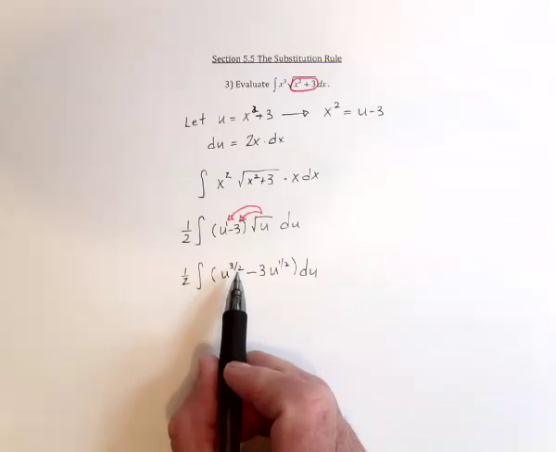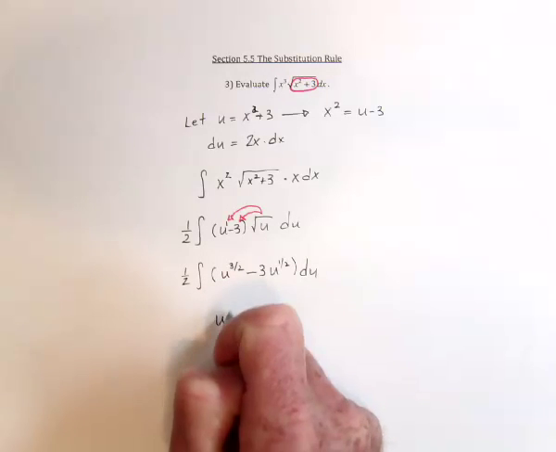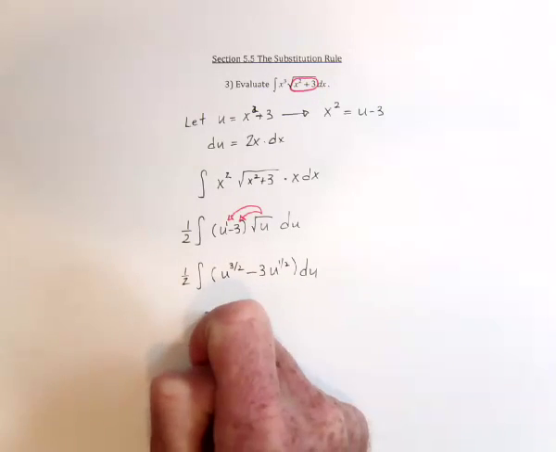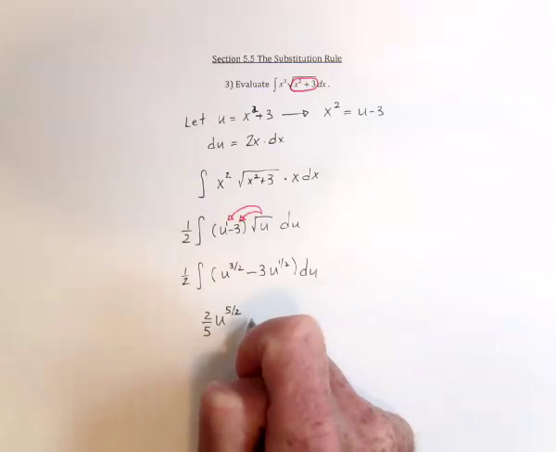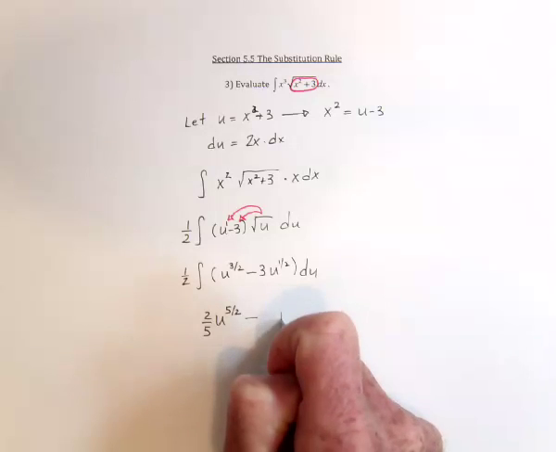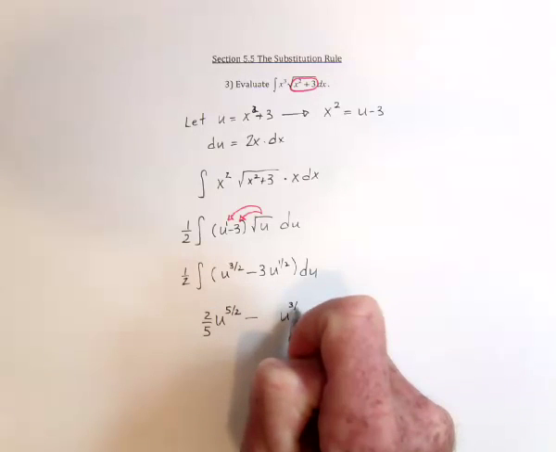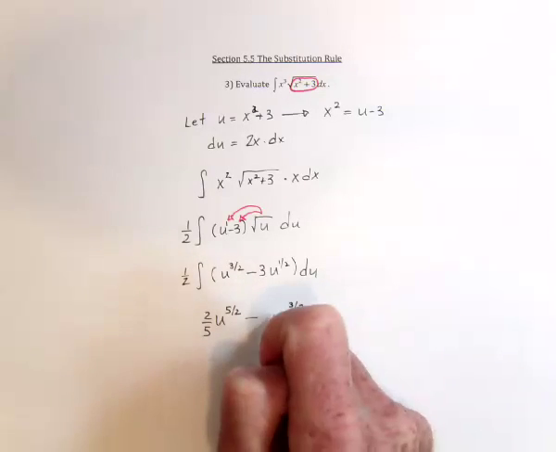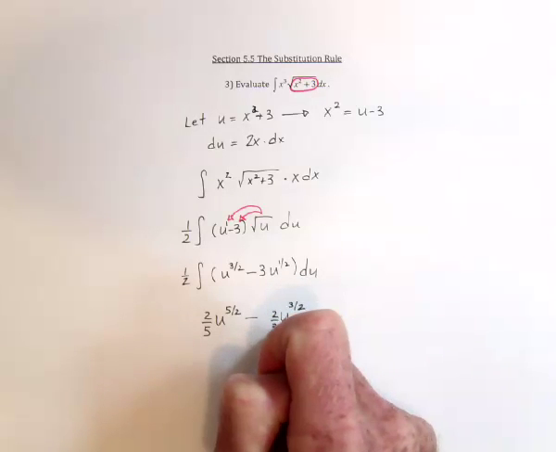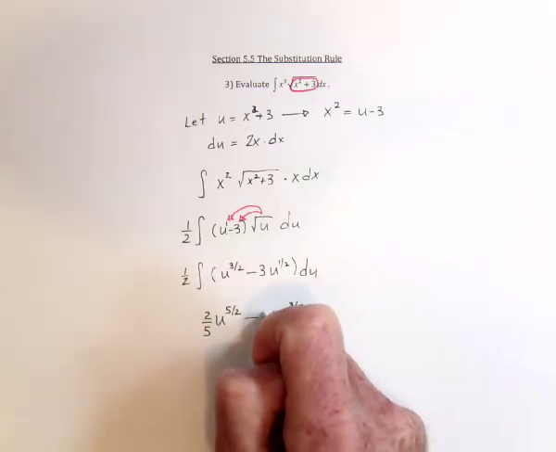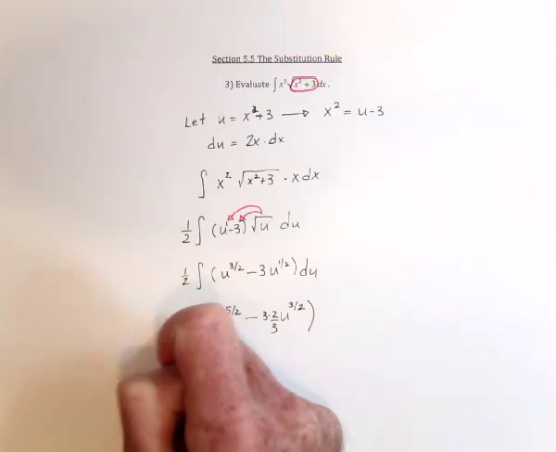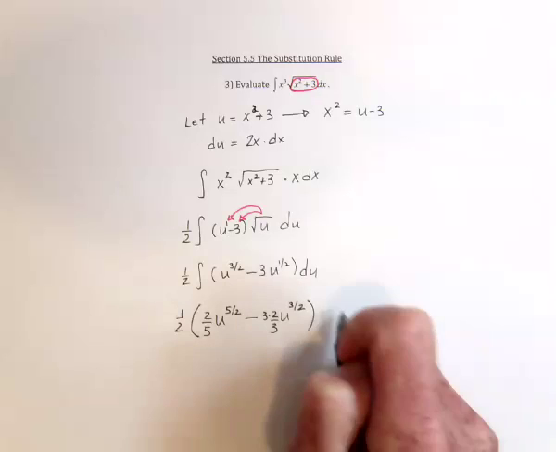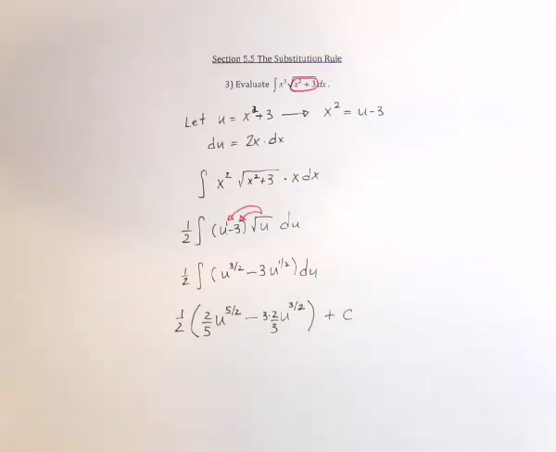Okay, so now add 1 to the exponent, and this one becomes 5/2, and then invert and multiply by 2/5. And then this one is going to be u to the 3/2, and then invert and multiply by 2/3. And that 3 is still there, and everything is still multiplied by a half, plus the constant of integration.